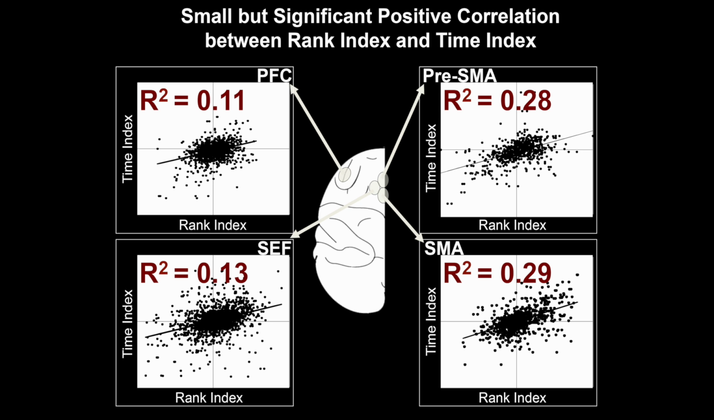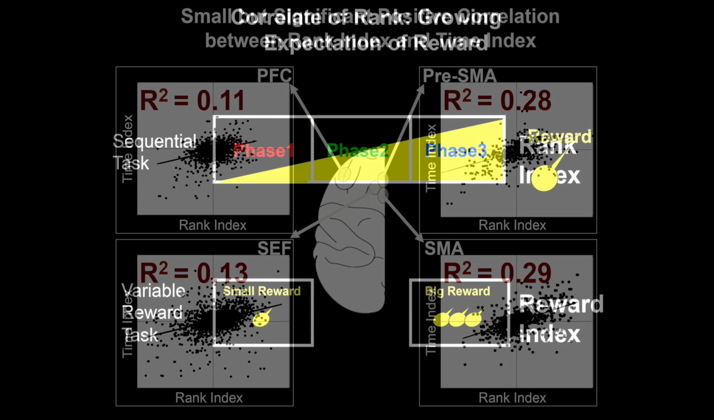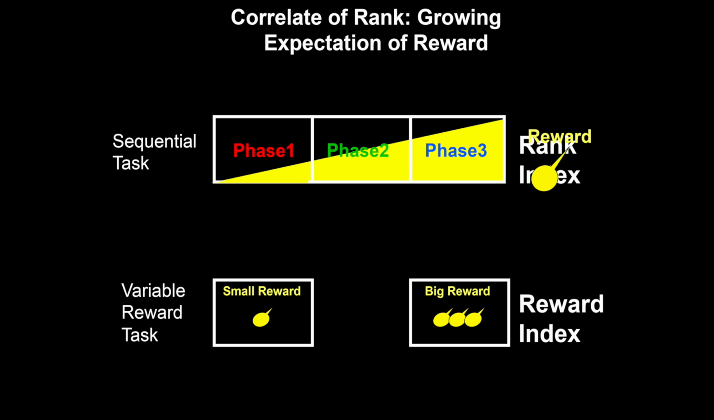Now let's leave it for a second and return to the second confounding factor in both sequential tasks, expectation of reward. Indeed, as we progress through the sequence, our expectation of the reward at the end of the sequence grows as we progress through the trial.